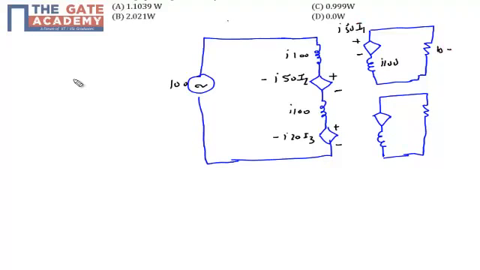j100, 10 ohm, plus minus, j20 I1, and j100, 20 ohm. This is loop 2, current is I2. This is loop 3, current is I3. This is loop 1, current is I1.